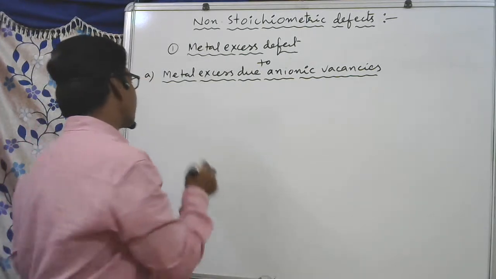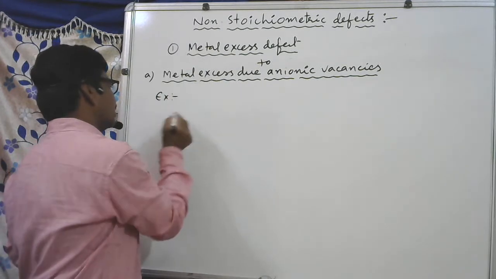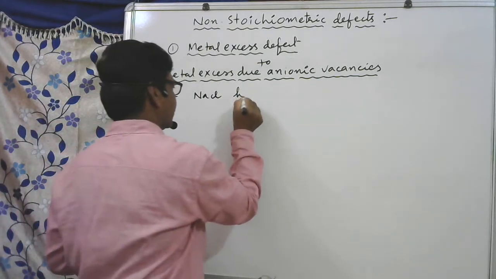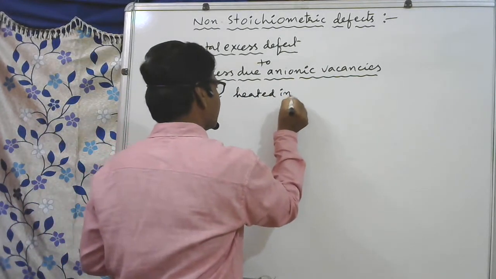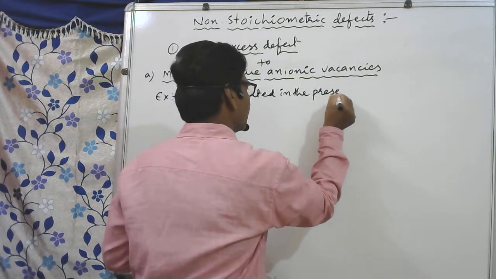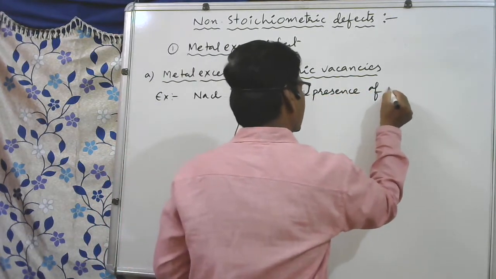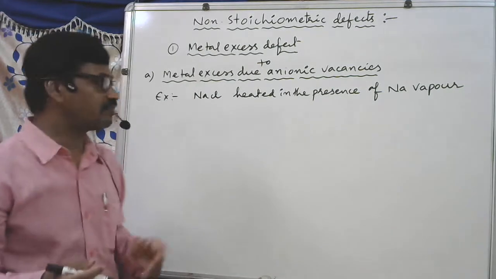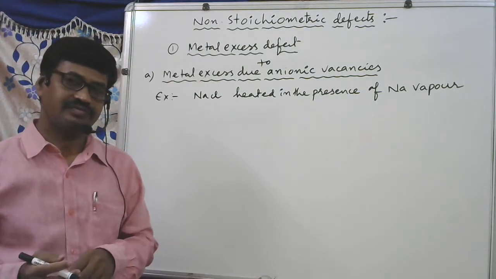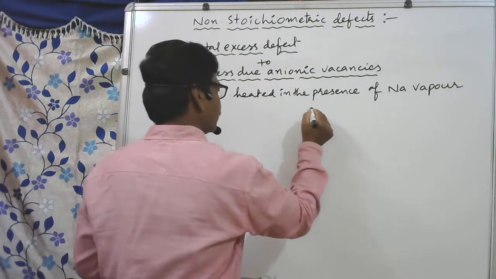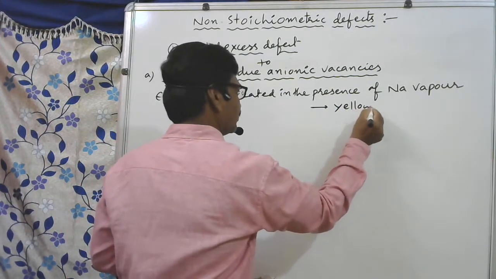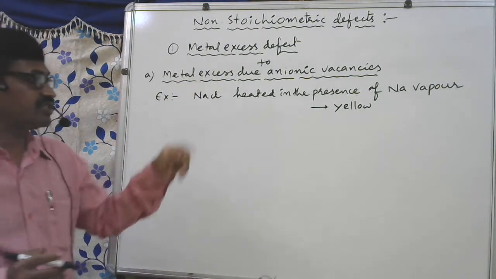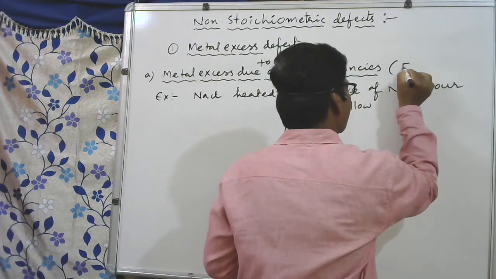Here first I'll write examples. Here sodium chloride crystal heated in the presence of sodium vapor, by using sodium vapor lamp. Otherwise, by using sodium vapors we have to heat sodium chloride crystal. Then it changes to yellow. So here metal excess defect due to anionic vacancies is otherwise called as F center defect.